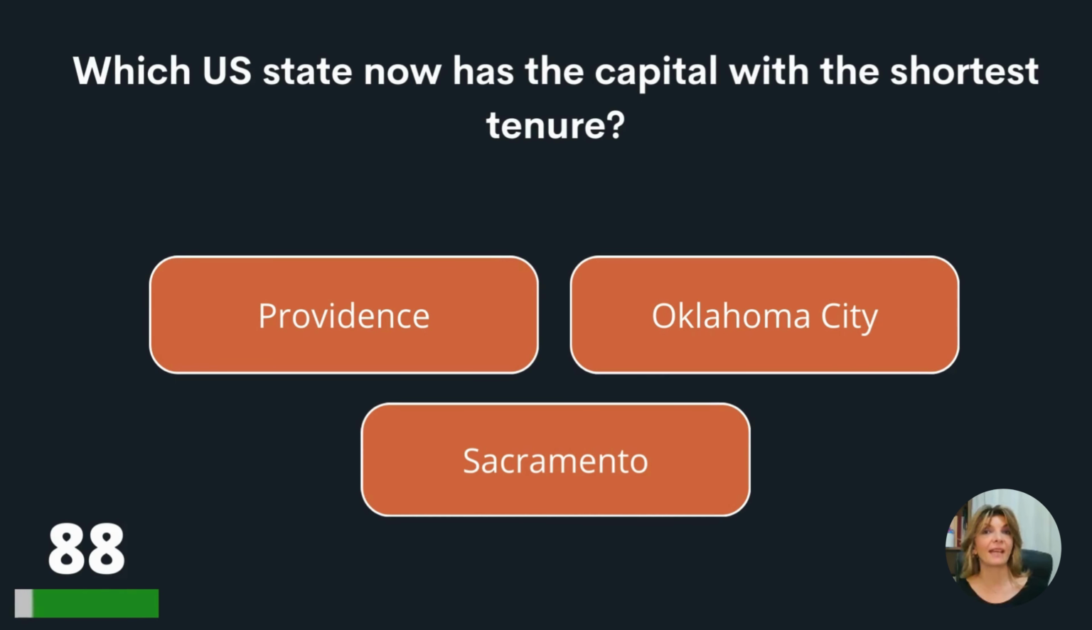Which U.S. state now has the capital with the shortest tenure? Providence, Oklahoma City, or Sacramento? Oklahoma City.